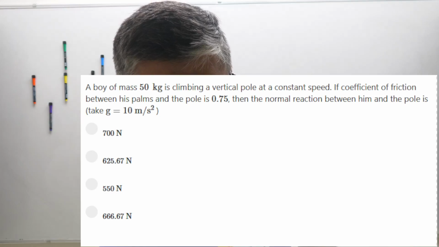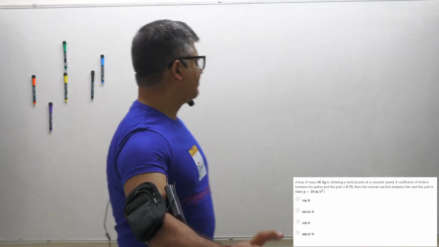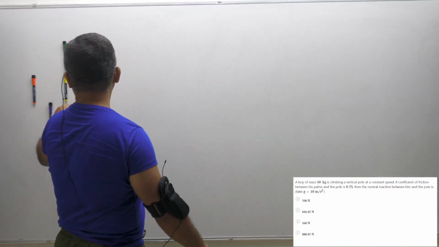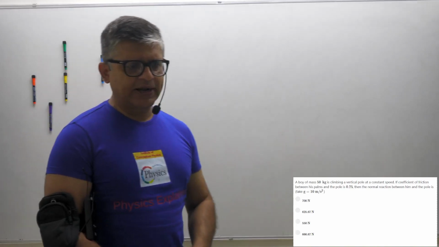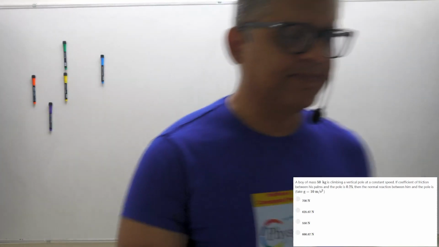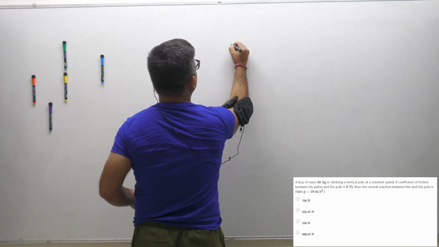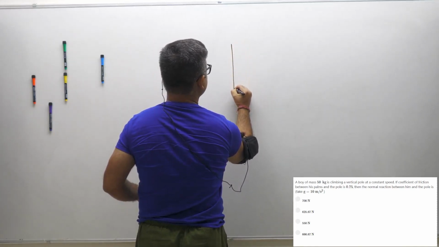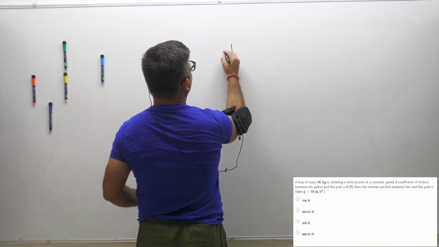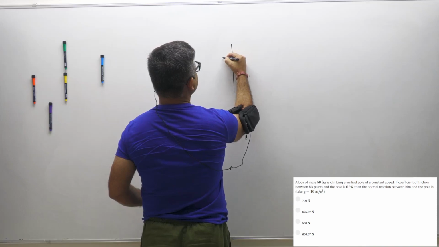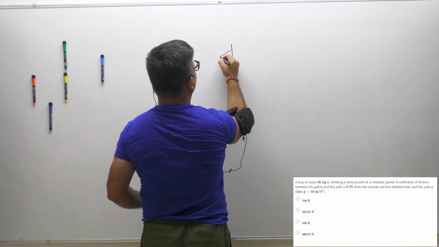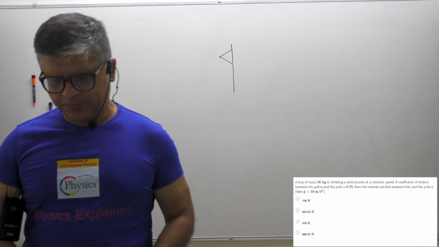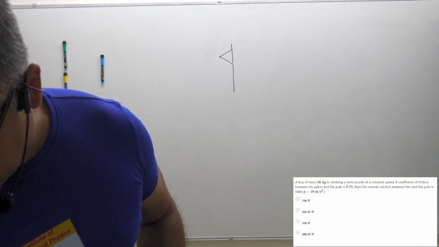How do we solve a mechanics question? The first step is to be able to draw a simple diagram to explain the situation. So I will draw a simple diagram. This is your pole, and say this is the boy, and the two hands of the boy which are being used to climb are these.